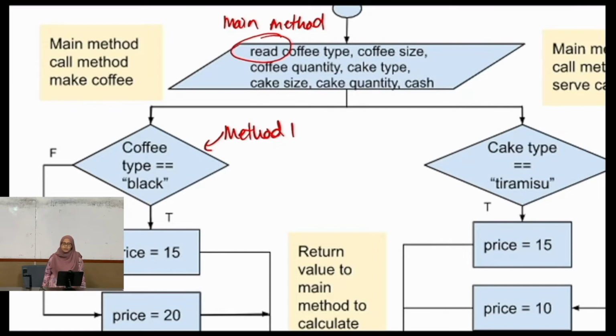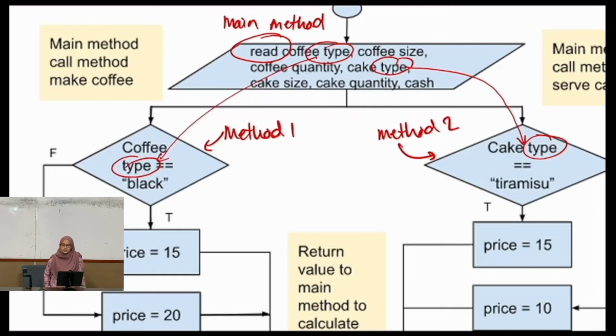The values passed to method 1 are the values related to coffee information, such as coffee type, coffee size and the coffee quantity. In method 2 you need to pass another set of values, which are cake type, cake size and cake quantity.